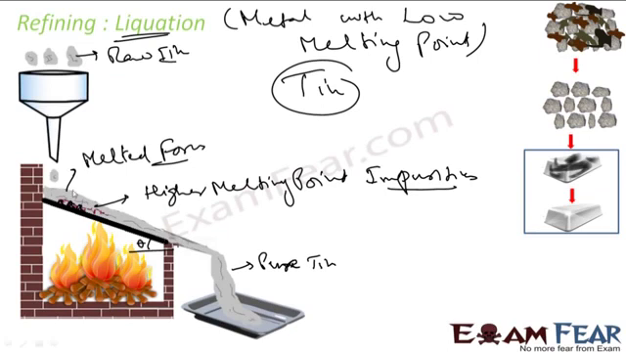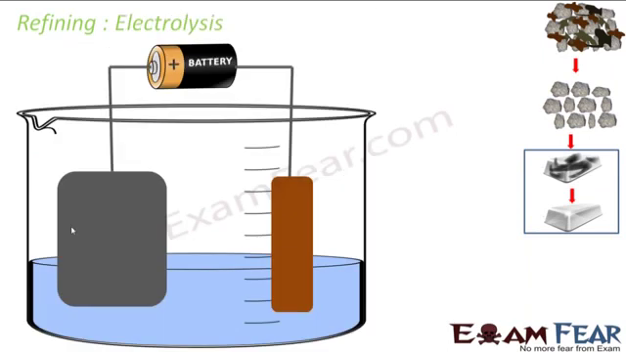So you are melting the whole raw metal, which has impurities also. The impurities won't melt so easily and will be in the solid state, but the actual pure metal will melt, and with this slope the pure metal will flow, and the impurities will be stuck here.